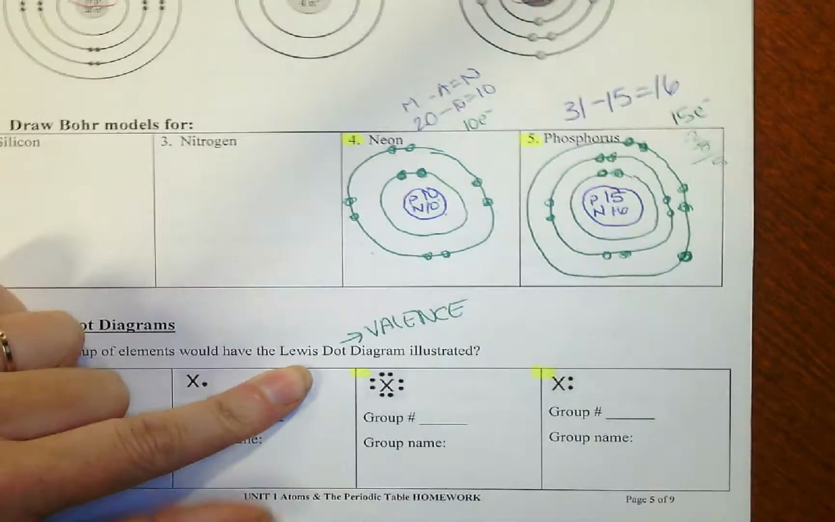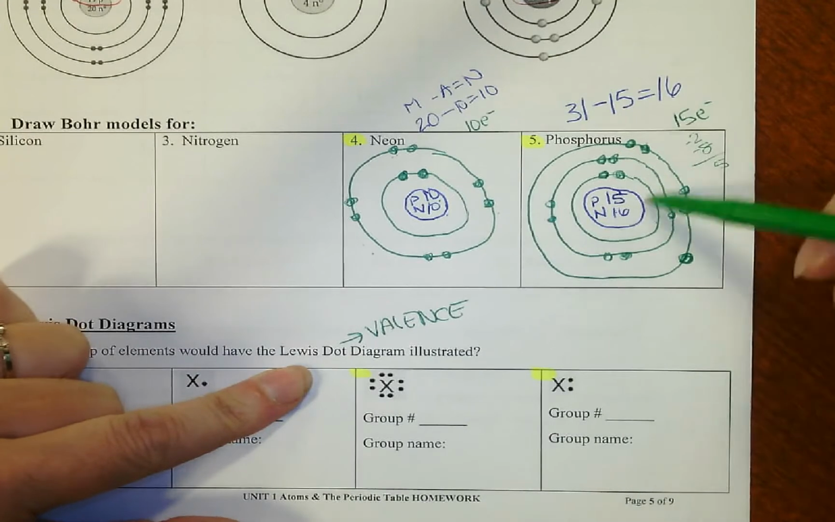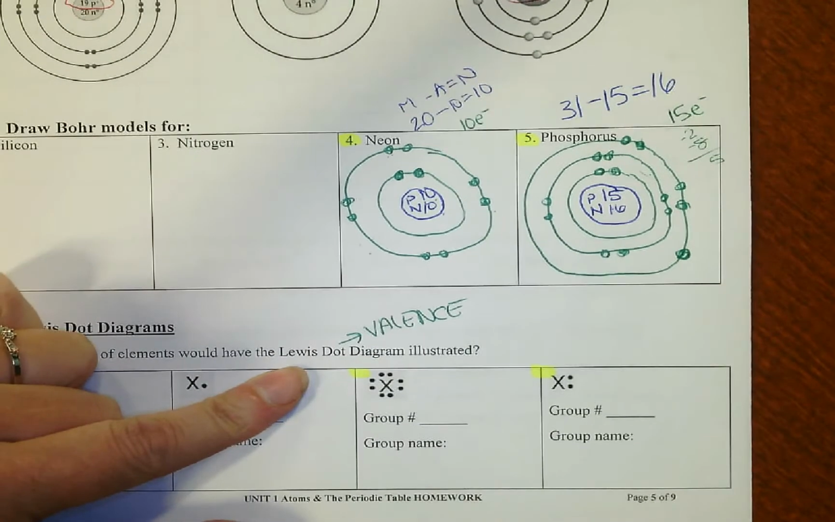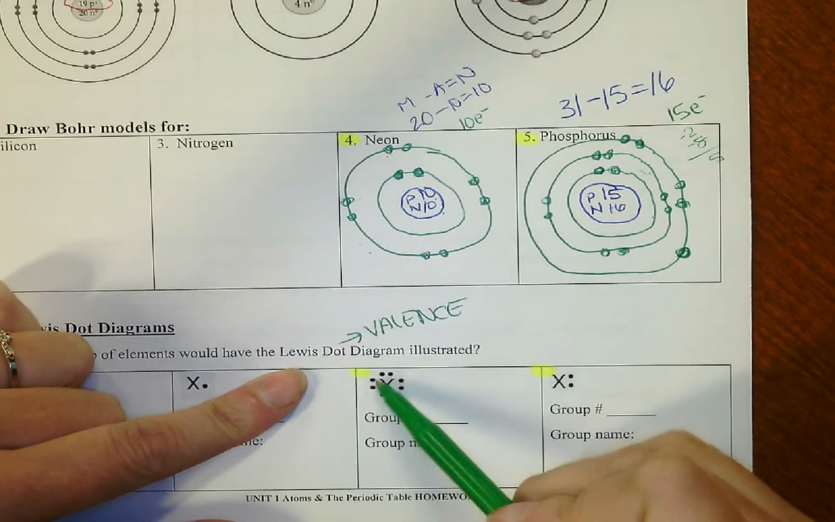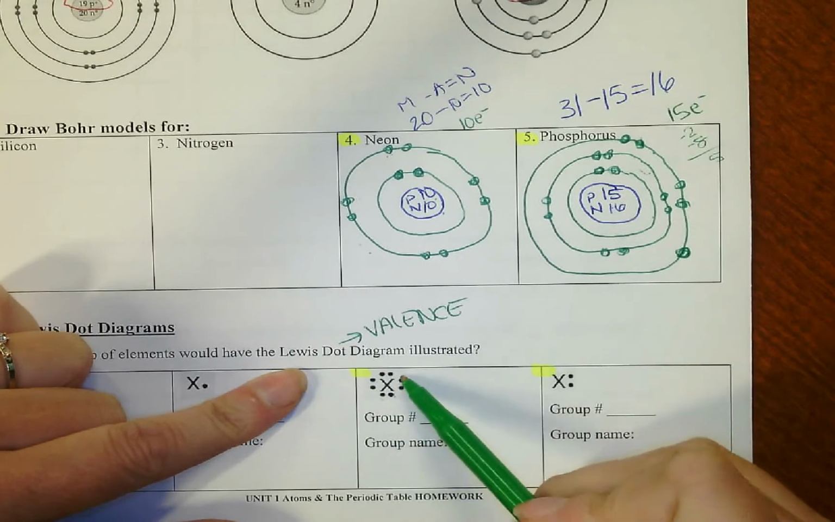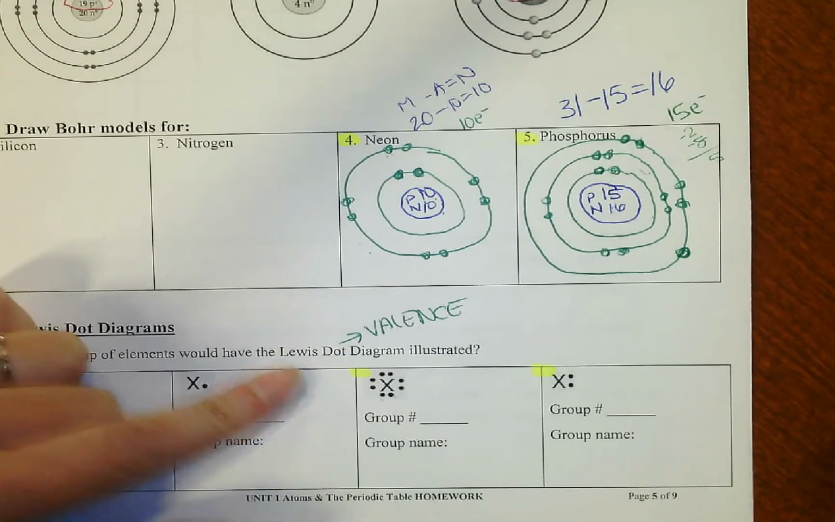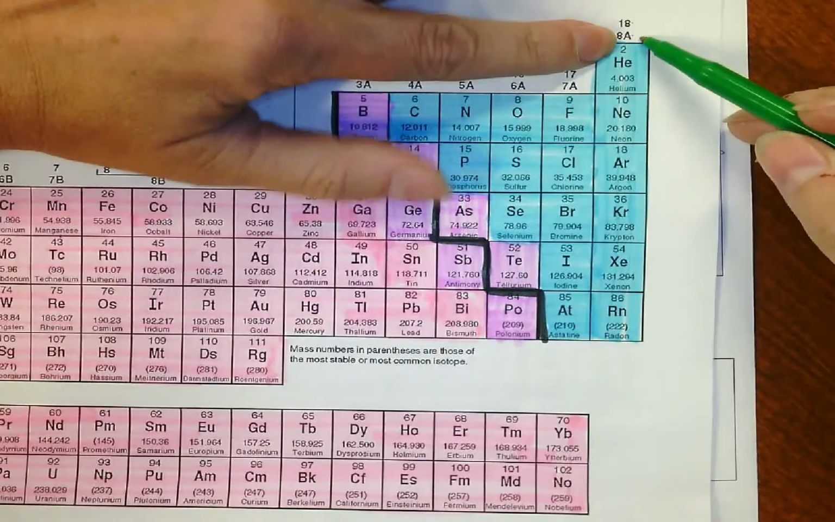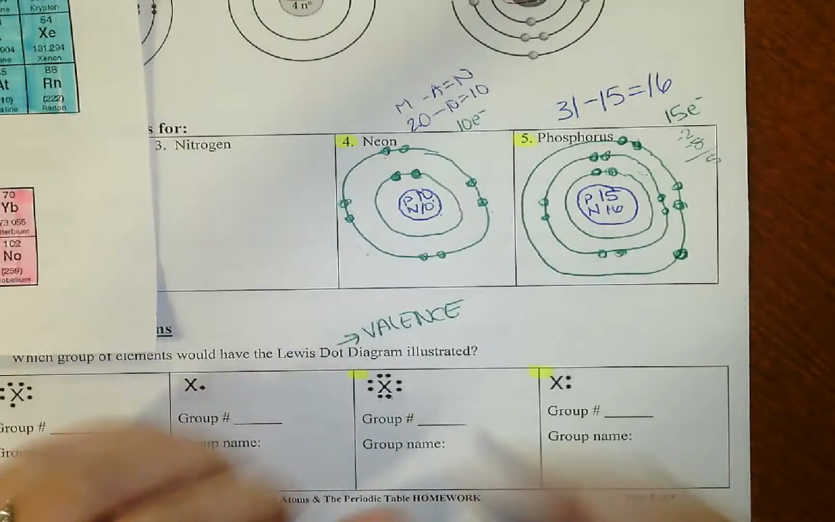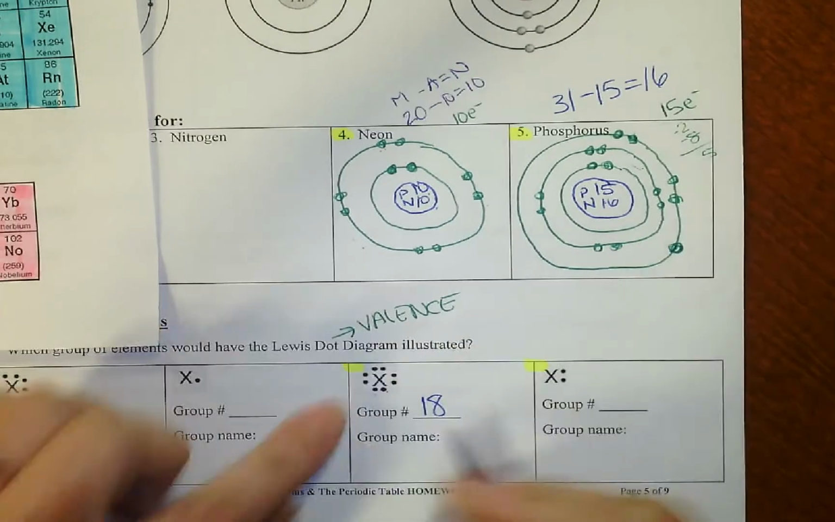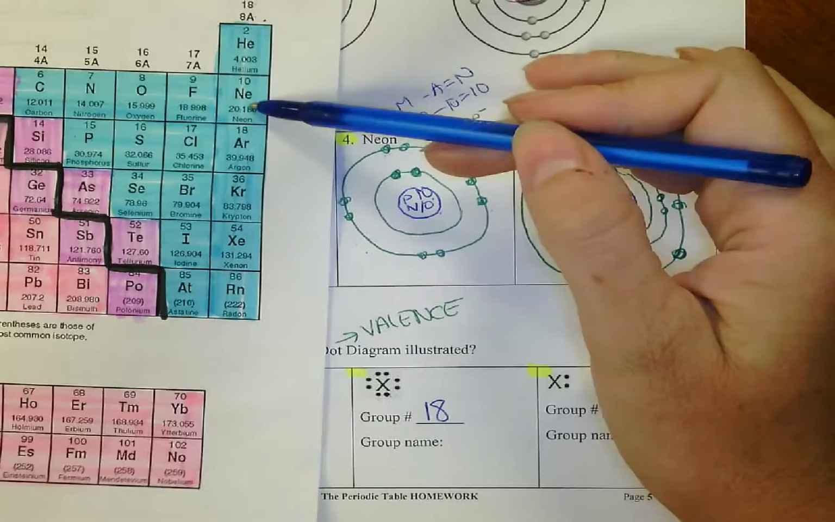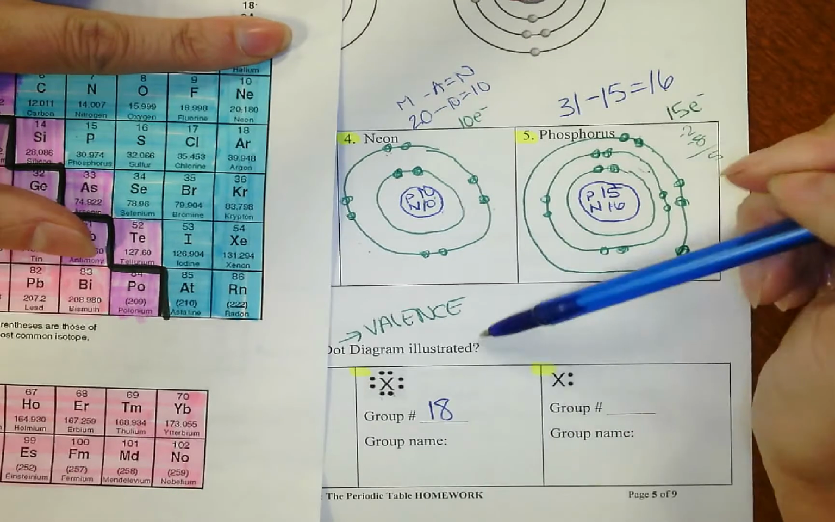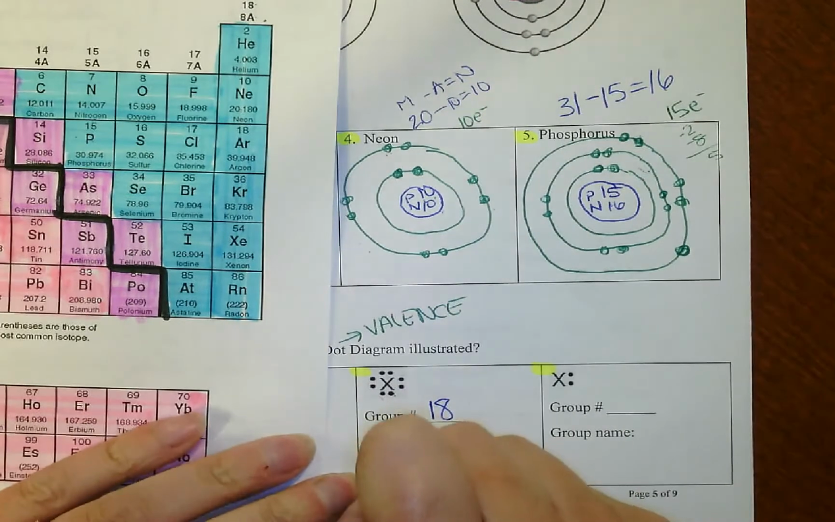V-A-L-E-N-C-E, valence electrons. Okay? So Bohr models, we talk about all of our electrons. For Lewis dot structures or Lewis dot diagrams, only valence electrons. So if I see 2, 4, 6, 8 dots, I know it has 8 valence electrons. And that means it's in group 8A or 18. So this is going to be any element, that's why it says X, because it can be any of these elements. And the special name for group 18 would be noble gases.